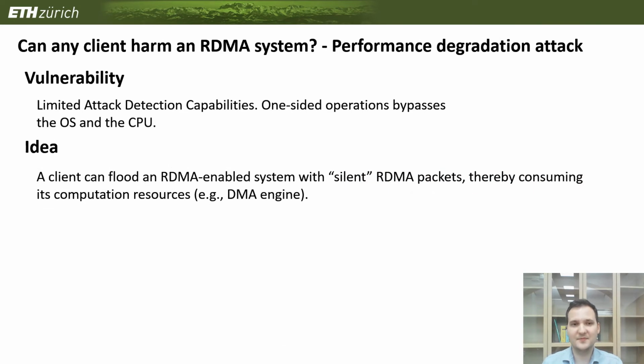The next attack can also be performed by any client. Here an attacker can exploit the fact that all these one-sided operations are performed silently. This means they're performed by the NIC, but the OS doesn't get notified about it. In that case, an attacker can inject a lot of packets that could flood the system, and then it would consume resources of the RNIC.